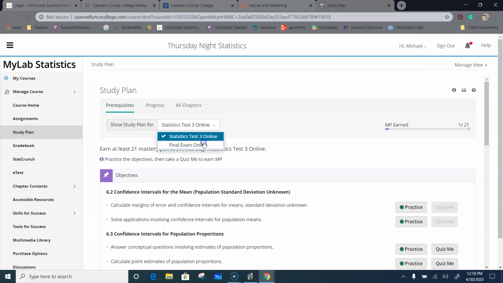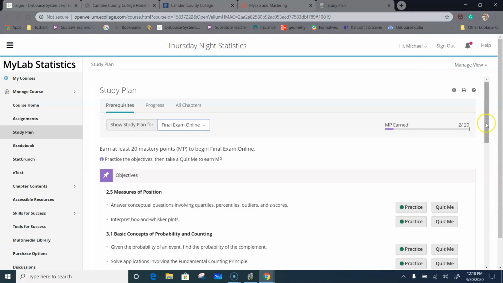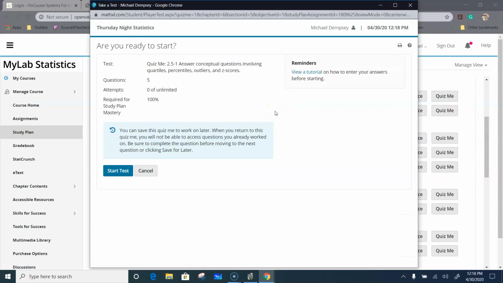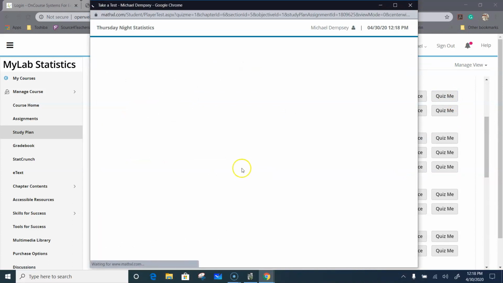Looks like I have to keep toggling back to final exam review. Measures of position. This would be like percentile, z-scores, and so on. We've got 5 questions in here.